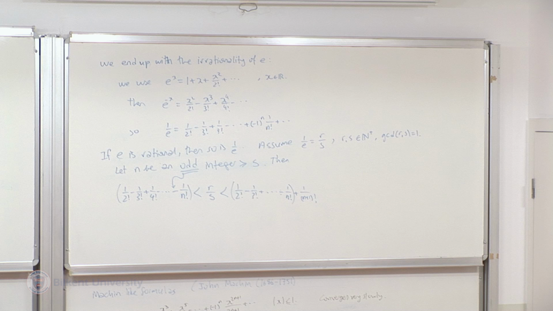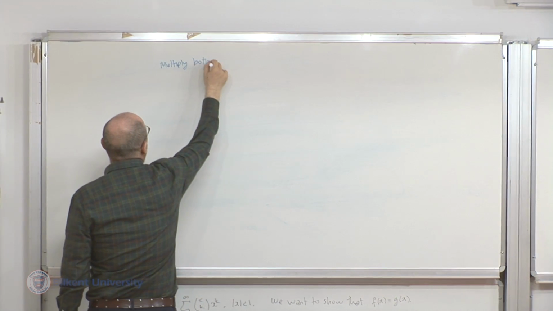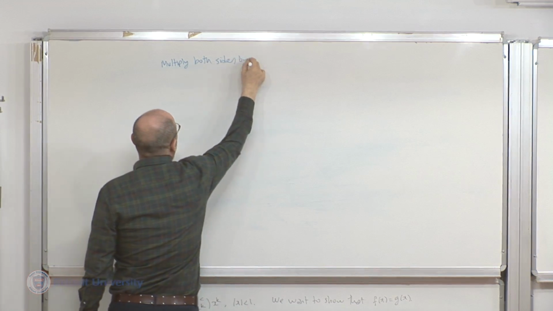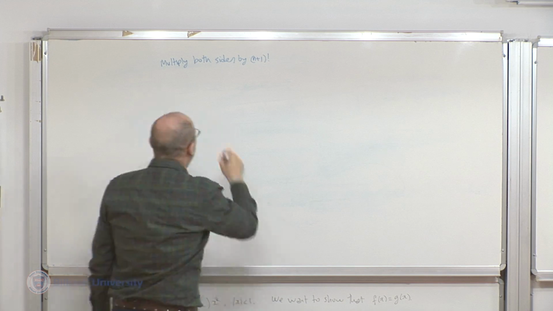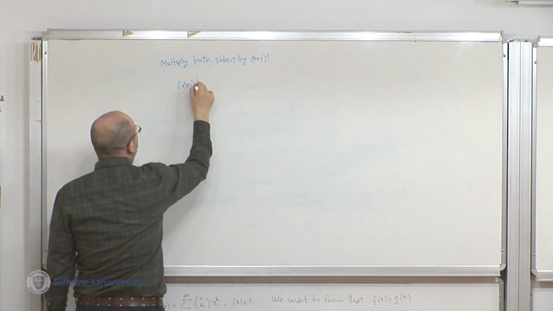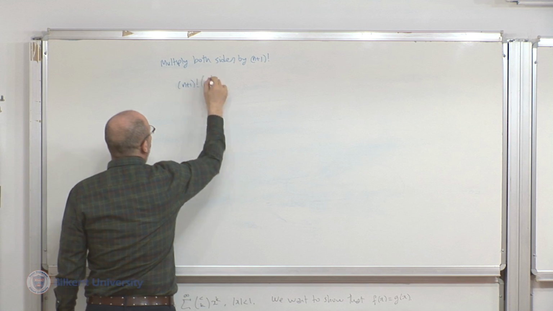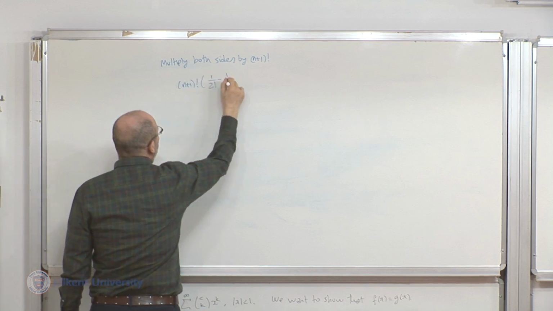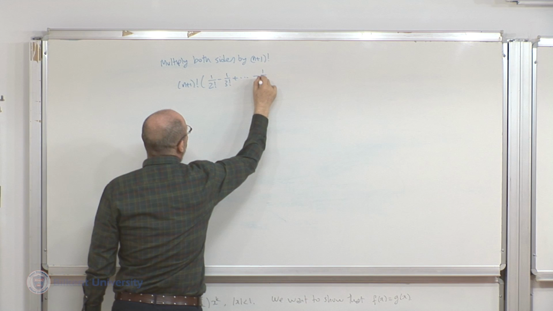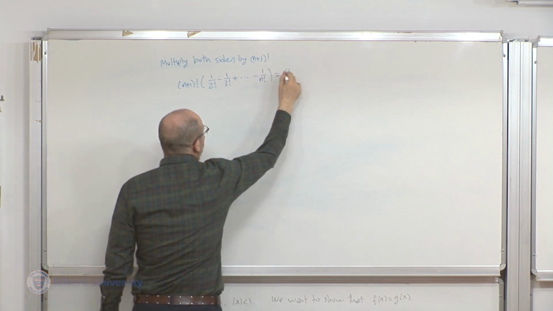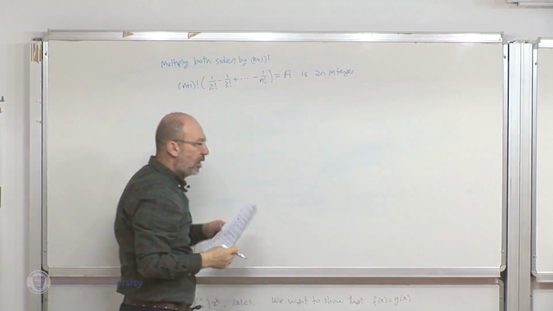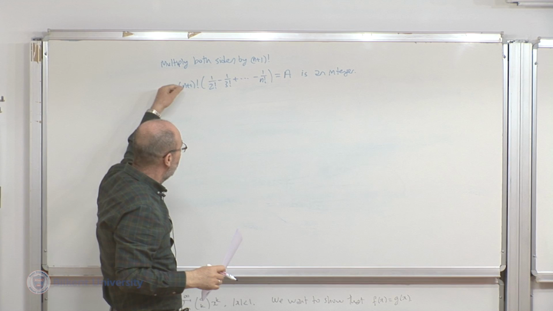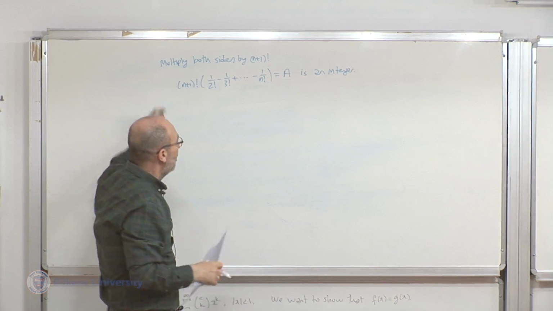Okay, multiply both sides by n plus 1 factorial. Observe that n plus 1 factorial times (1 over 2 factorial minus 1 over 3 factorial minus ... minus 1 over n factorial) equals a, an integer. These are all numbers smaller than n plus 1, so they cancel and you get an integer.